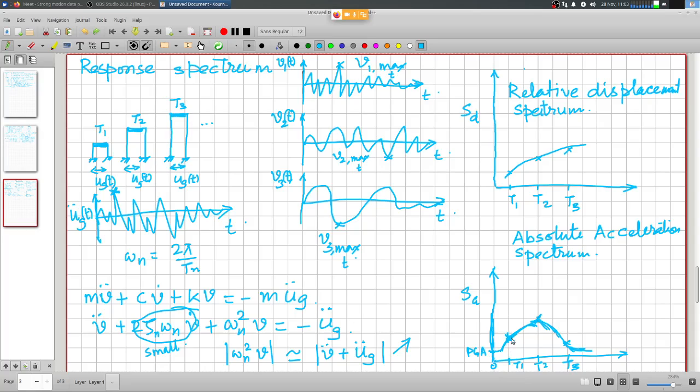So these are the two alternate representations, relative displacement spectrum or absolute acceleration spectrum. As you can figure from this, absolute acceleration is approximately equal to, if I find the relative displacement and multiply it by the square of the natural frequency, and that gives us what we call the pseudo spectral acceleration.